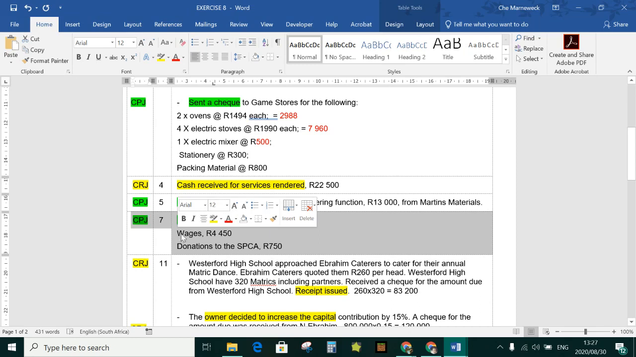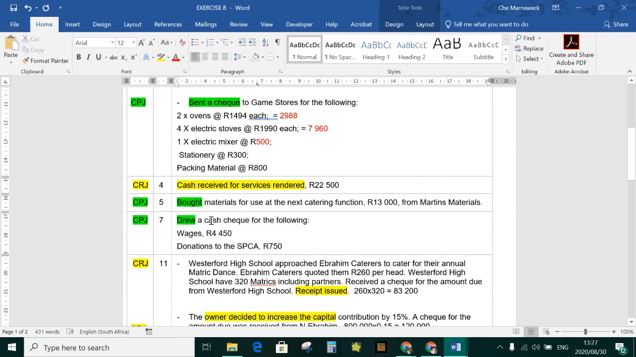And we're now on day 7. Drew a cash check for the following. Cash check means we're writing cash on the check. We hand it in at the bank and they give us cash in exchange. We will use that cash to pay our workers who earn a wage with cash, and the amount that we're paying for donations to the SPCA will also be paid with cash.